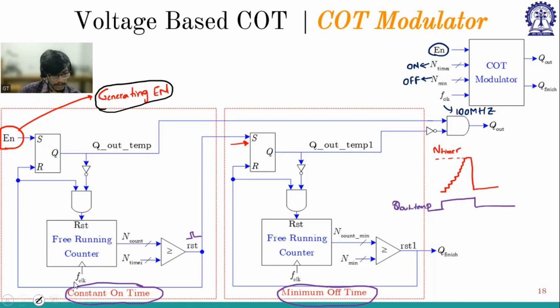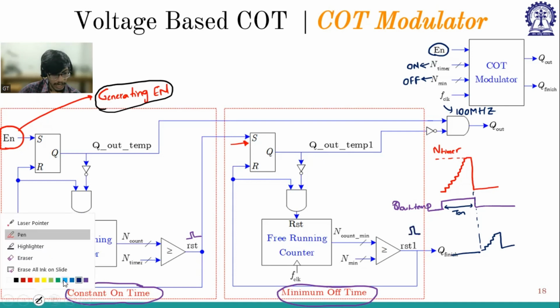Now what happens is, after this got reset, this will trigger the minimum. So this is constant on time. Now when it triggers, minimum off time will be set. So minimum off time will start counting, and whenever it reaches N minimum, it will be reset. Previously it was 0, and whenever it is counting, Q will be 1, and whenever it has crossed N minimum, it will give a reset pulse, which will reset Q to 0.